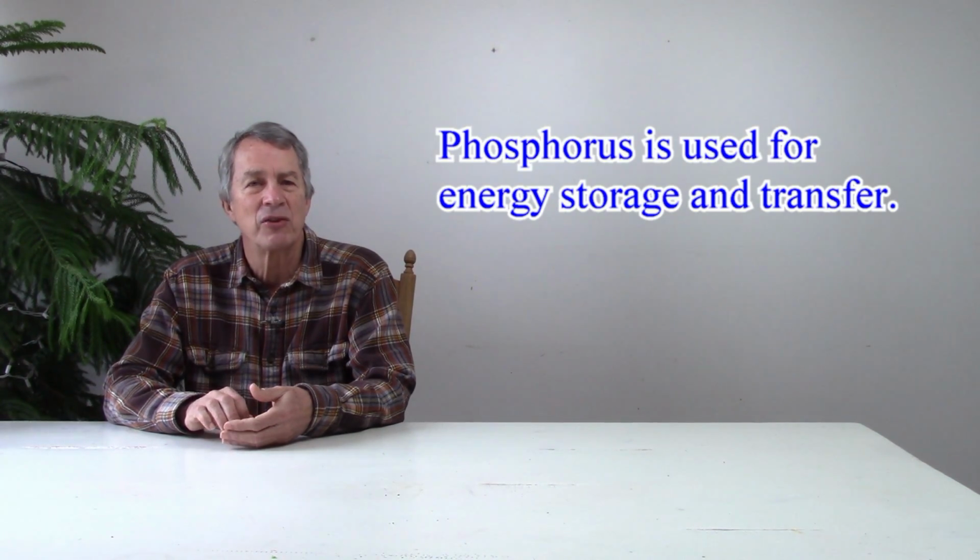Phosphorus is used for energy storage and transfer. A deficiency of phosphorus shows up in a purpling color on leaf edges or stunted plants. It is immobile in soil, so it should be added to the root zone for best plant uptake. It is not lacking in many soils, so a soil test should be done before adding more.